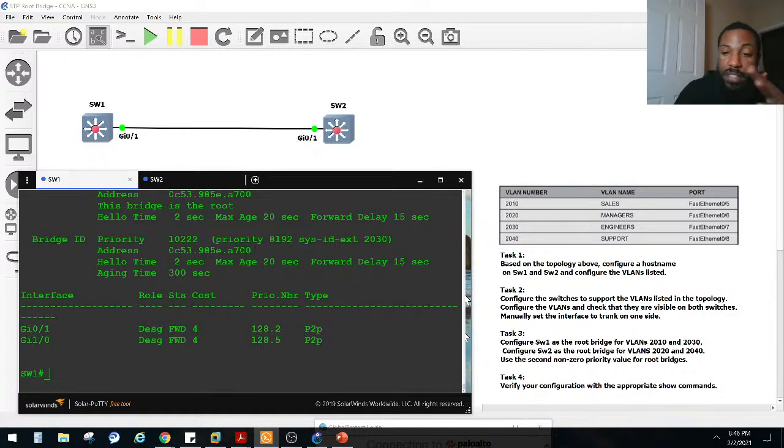So we got switch 1, that's done correctly. Task 3, we're almost done here. We just need to do the same thing basically on switch 2, except we're going to do the root bridge for VLAN 2020 and VLAN 2040 as the root bridges.